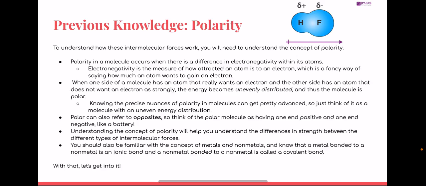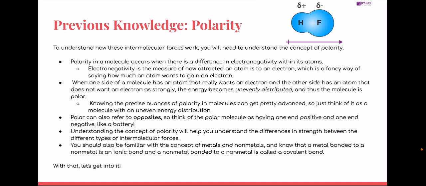Previous knowledge: polarity. To understand how these intermolecular forces work, you'll need to understand the concept of polarity. Polarity in a molecule occurs when there is a difference in electronegativity within its atoms. Electronegativity is the measure of how attracted an atom is to an electron, which is just a fancy way of saying how much an atom wants to gain an electron. When one side of a molecule has an atom that really wants an electron, and the other side has an atom that does not want an electron as strongly, the energy becomes unevenly distributed, and thus the molecule is polar.